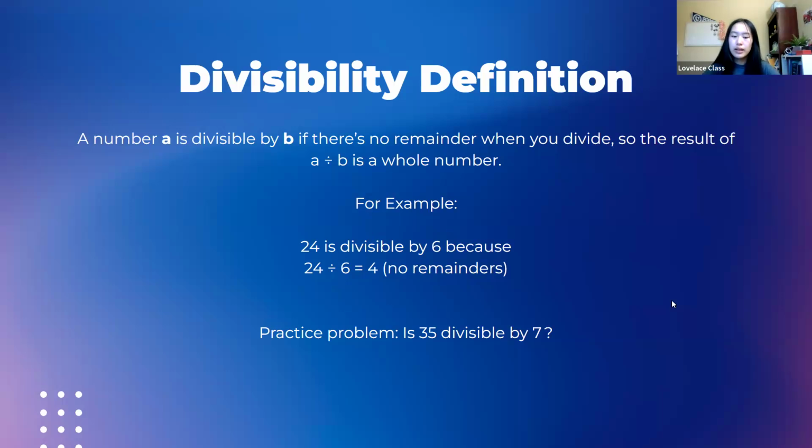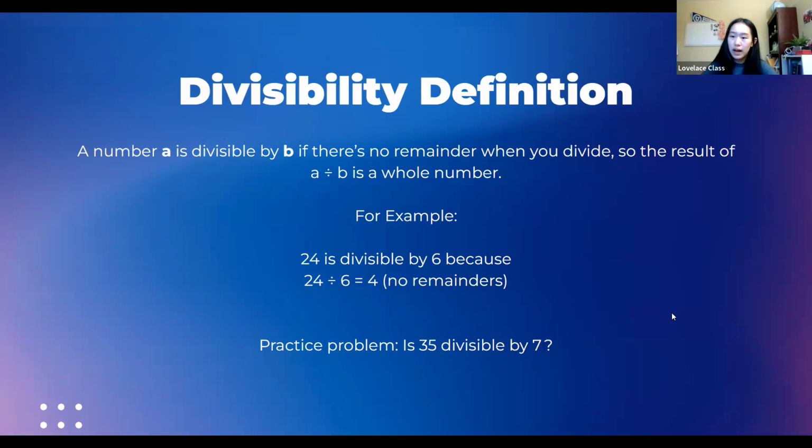So this is just a quick problem. I'm sure you can solve it really quickly. Do you think 35 is divisible by 7? Raise your hand if you say yes, and don't raise your hand if you think no. Okay, yes, good. That's a quick question. It is because we know that 35 divided by 7 equals 5 based off of multiplication. So you did a good job with that one.